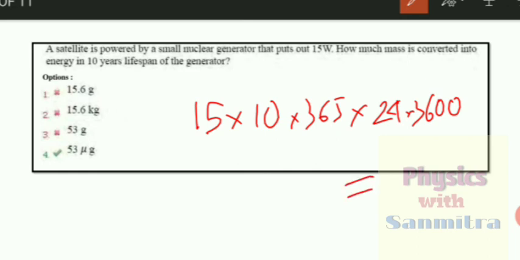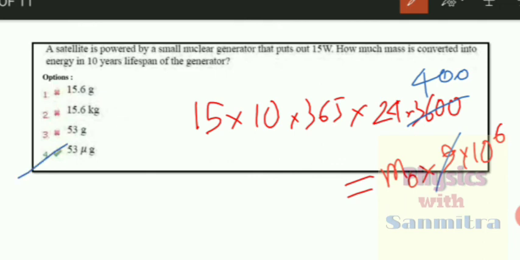What is m? I don't know. And what is c? M naught, I will write rest mass. c squared is 9 into 10 to the power 16. Now I can cancel out 9 with this, that is 400. I can write here 15 4s are 60, and this 3 2s are 6. 24 4s are 96, 96 3s are 27, that is almost 30, 50. So if I do the calculation here, I think I will get 53 microgram, because I can actually do this calculation.